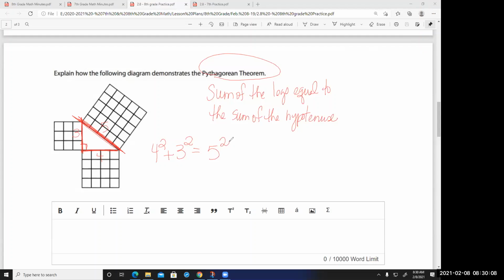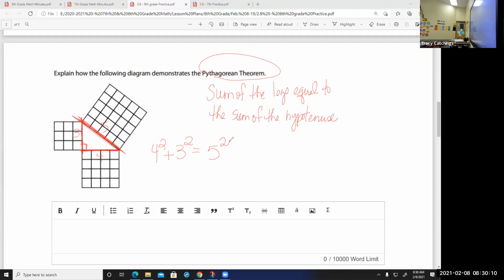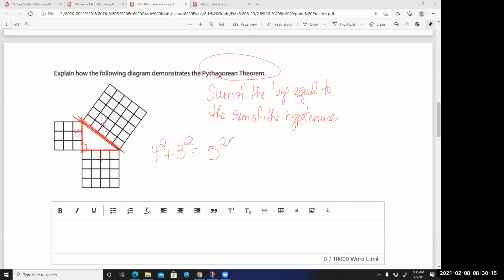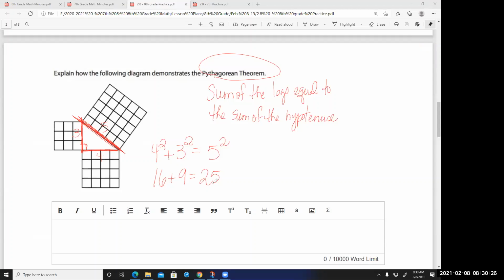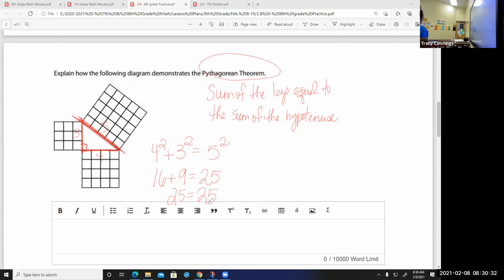What is 4 squared? What is 3 squared? What is 5 squared? 4 squared is 16, 3 squared is 9, and 5 squared is 25. 16 plus 9 is 25. All right, so explain how this diagram is showing the Pythagorean theorem. What did it show us?